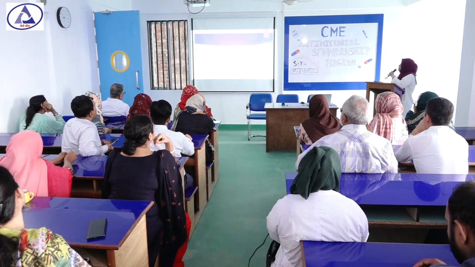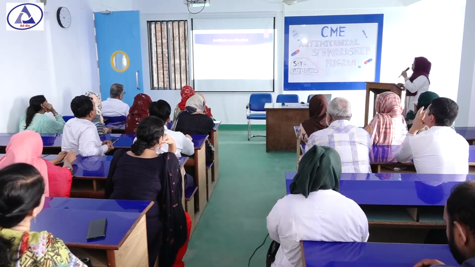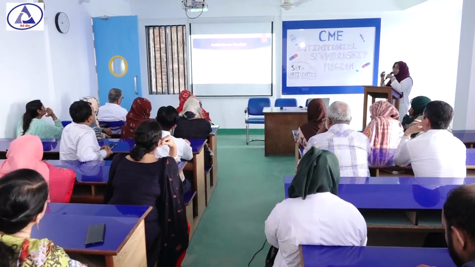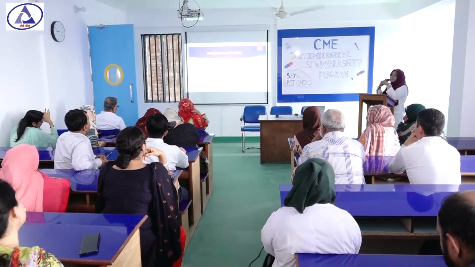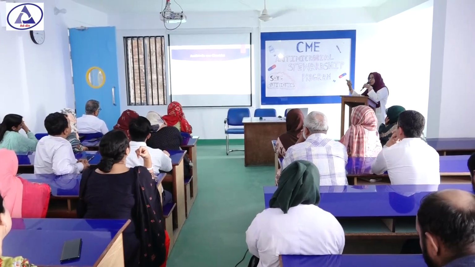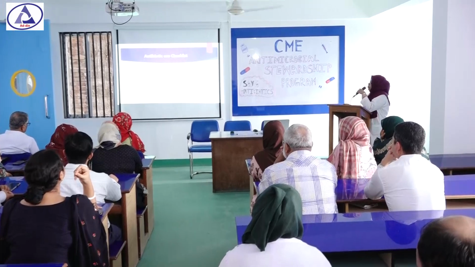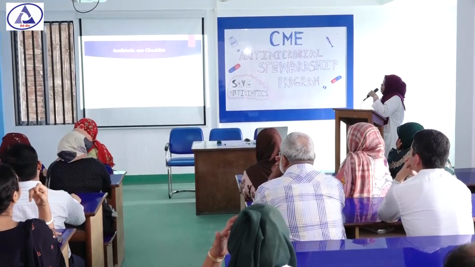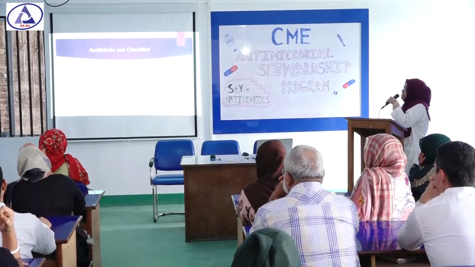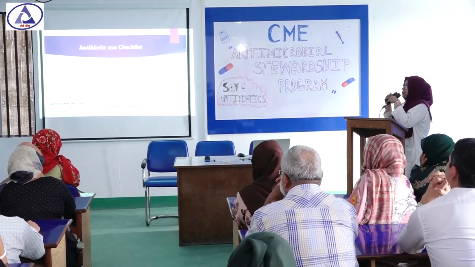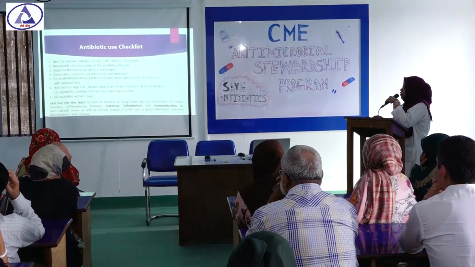The rational use of antibiotics. Antibiotic use checklist. Identification of bacterial infection. We will not start the antibiotic at first without knowing whether infection is there or not. We have to maintain some protocol. We have to see the blood markers as well: CBC, CRP, procalcitonin. If it is more than 0.5, we have to confirm whether it is bacterial infection or not.